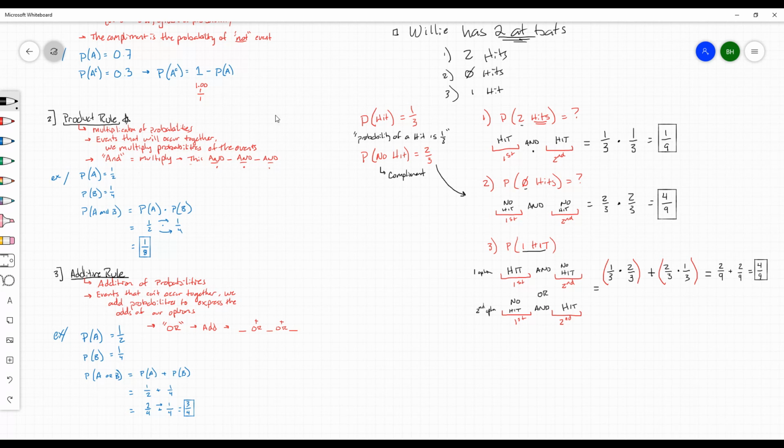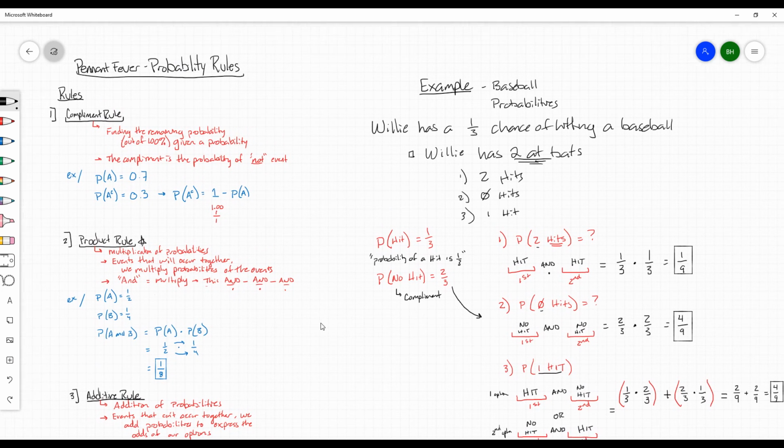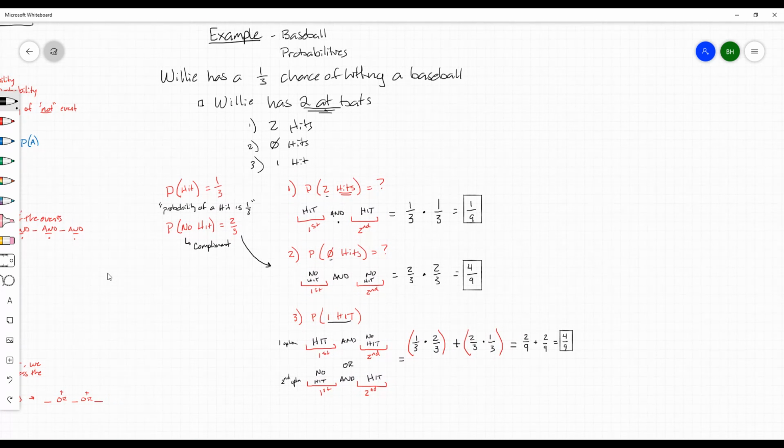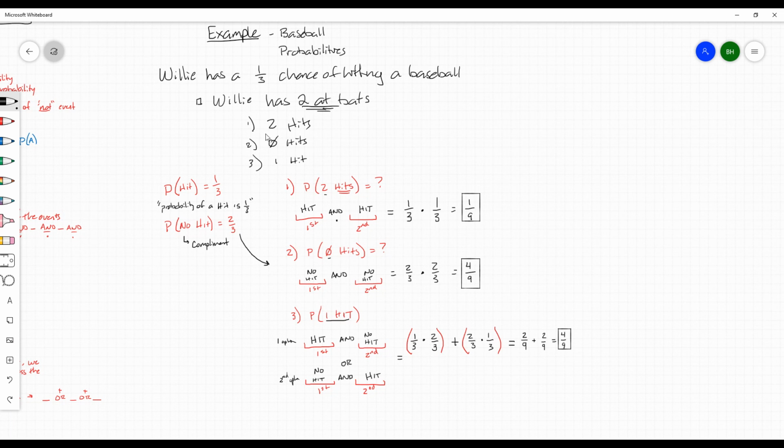Come to class, we'll go through another example and we'll take a look at how to go through these probability rules and how this makes sense in the long run and how we can use it to our advantage when making decisions.